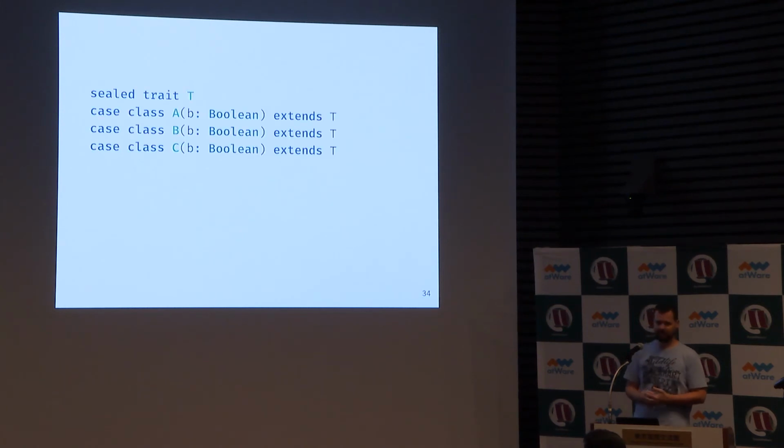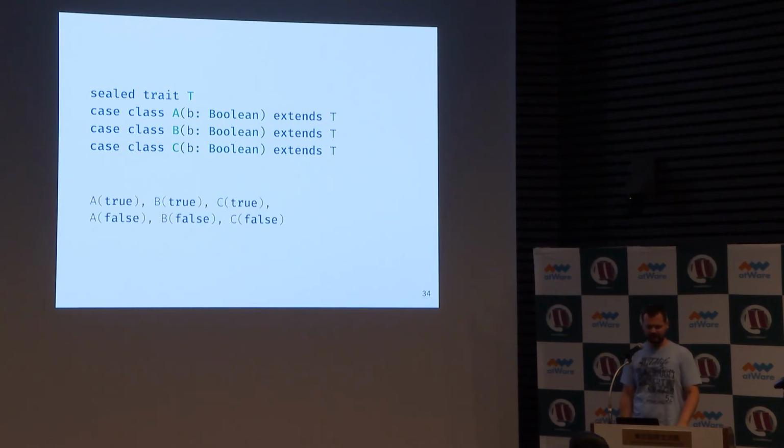Now let's see if there is something interesting with coproducts. We have a coproduct with 3 variants. How many inhabitants do you think type T has? It's exactly 6. I can list all of them. I can create only one of these 6 values, no more.